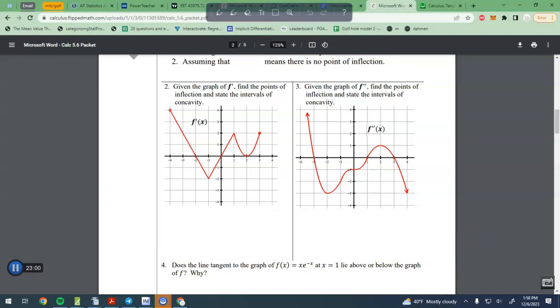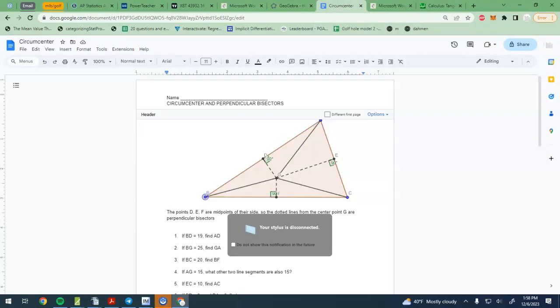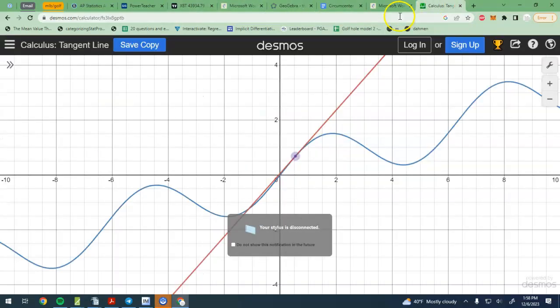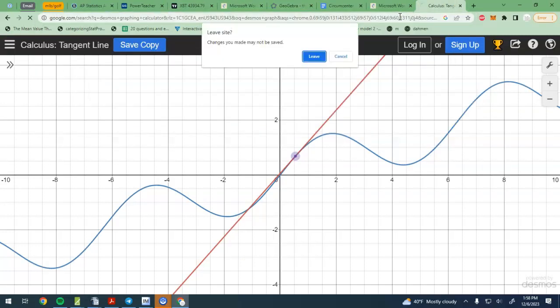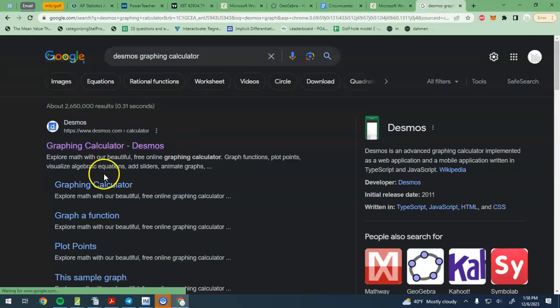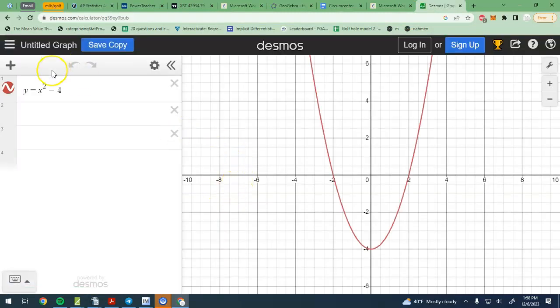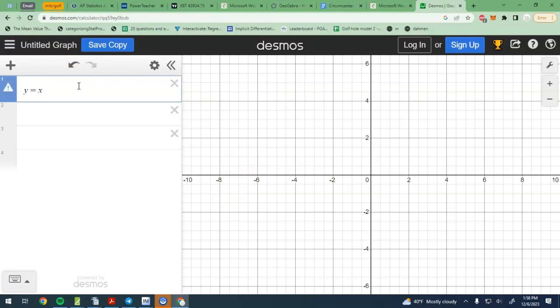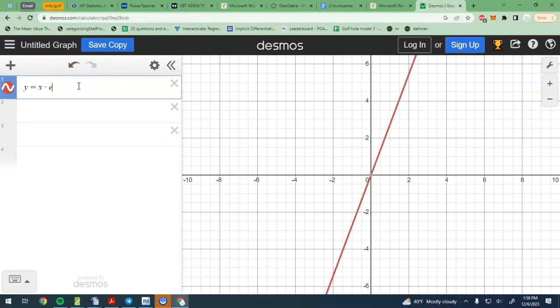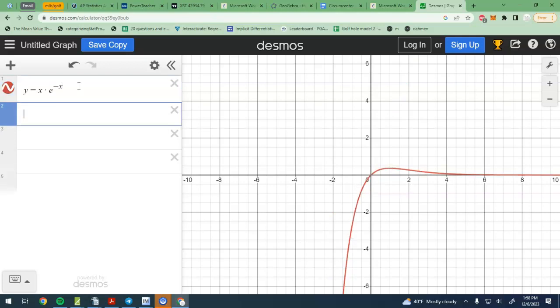Number 4 is kind of a... Do you remember this from a couple of units ago? I had this graphed in Desmos. So the way you do number 4 would be to graph it and then figure it out. What is it? x times e to the negative x.